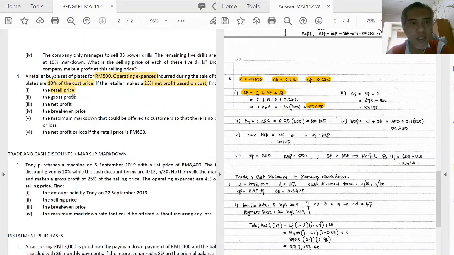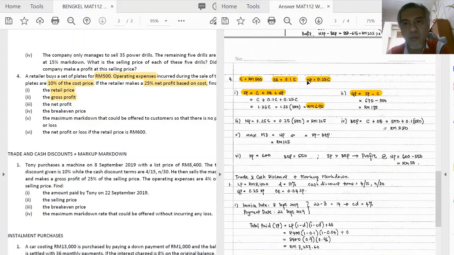Okay, the second part of the questions asks you to find the gross profit. So by definitions and through the formula given, you know that the gross profit is equal to SP minus C, or you can also find the gross profit by combining the operating expenses with the net profit.